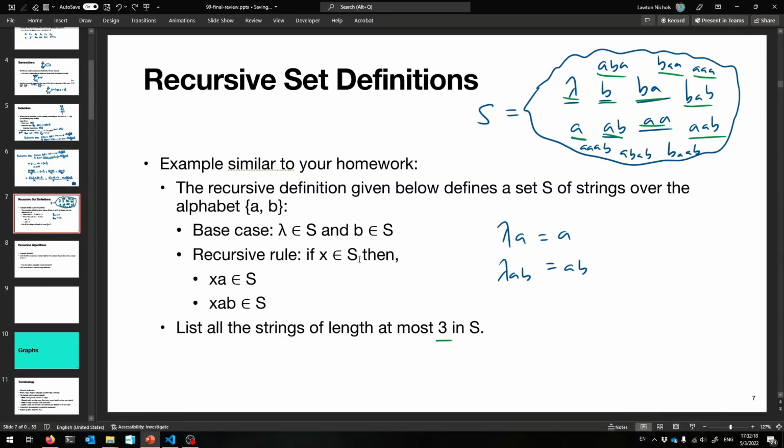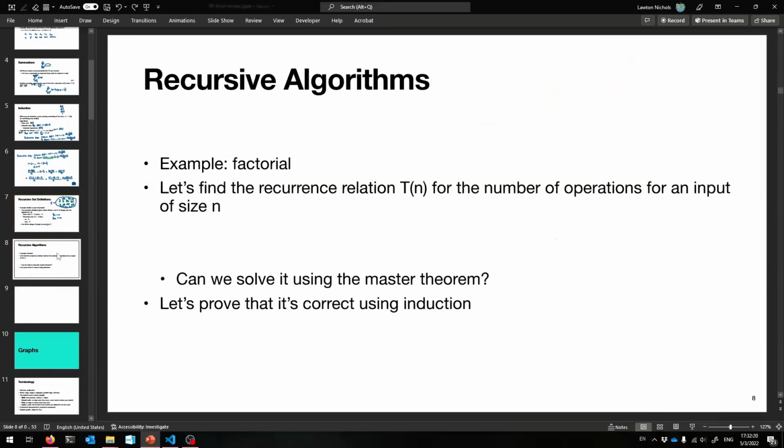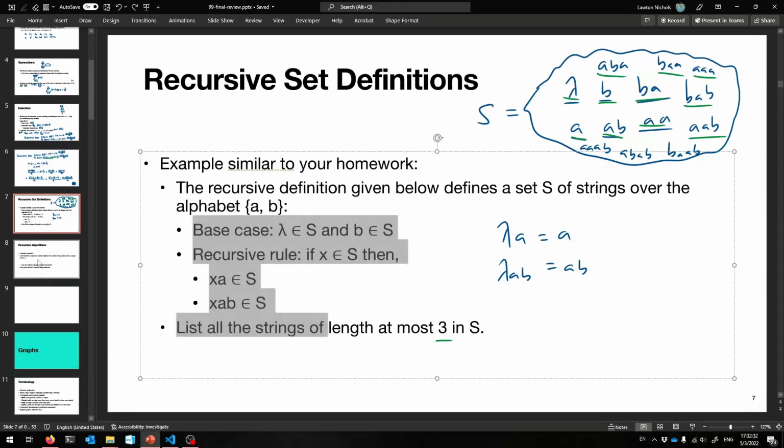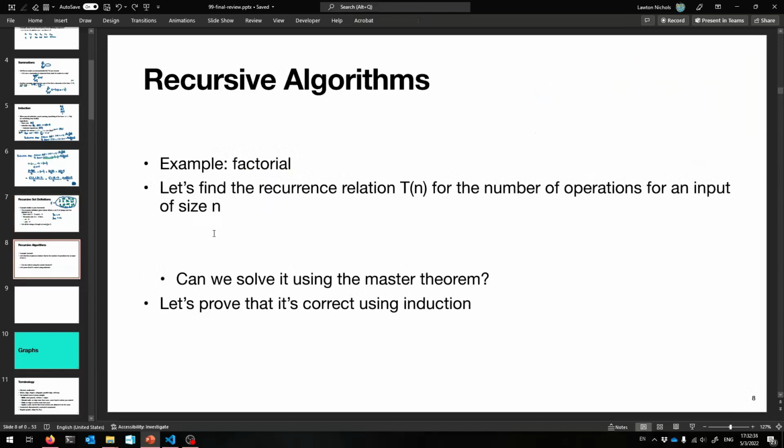And so recursive set definitions bring us naturally to recursive algorithms in general. We want to build up an answer to a recursive problem using our computer science programming knowledge, right? So there's a jump from these similar rules to actual programs. And let's make that jump.